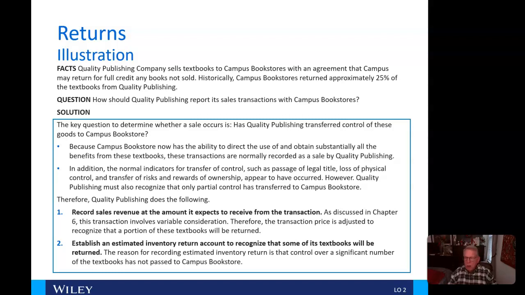Next, we're going to take a look at establishing an estimated inventory return account to recognize that some of its textbooks will be returned. The reason for recording estimated inventory return is that control over a significant number of textbooks has not passed to the campus bookstore.